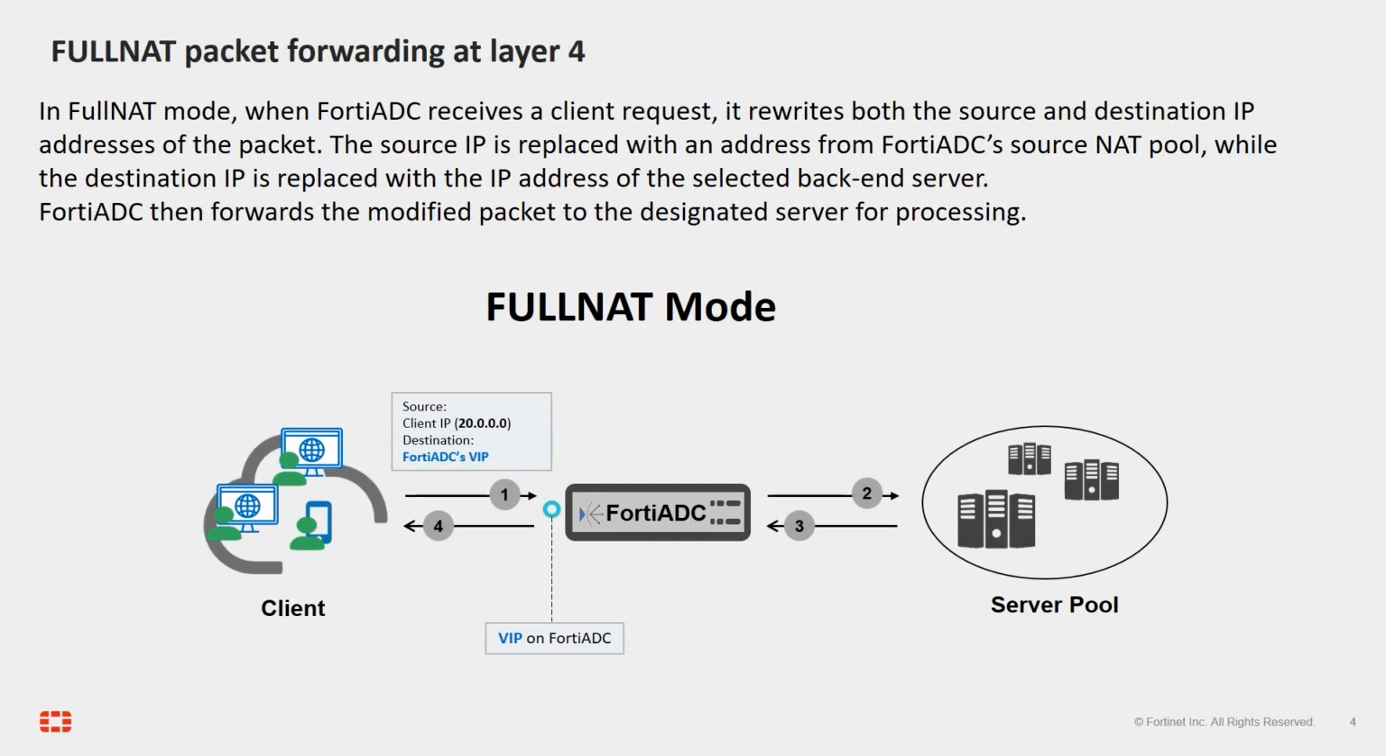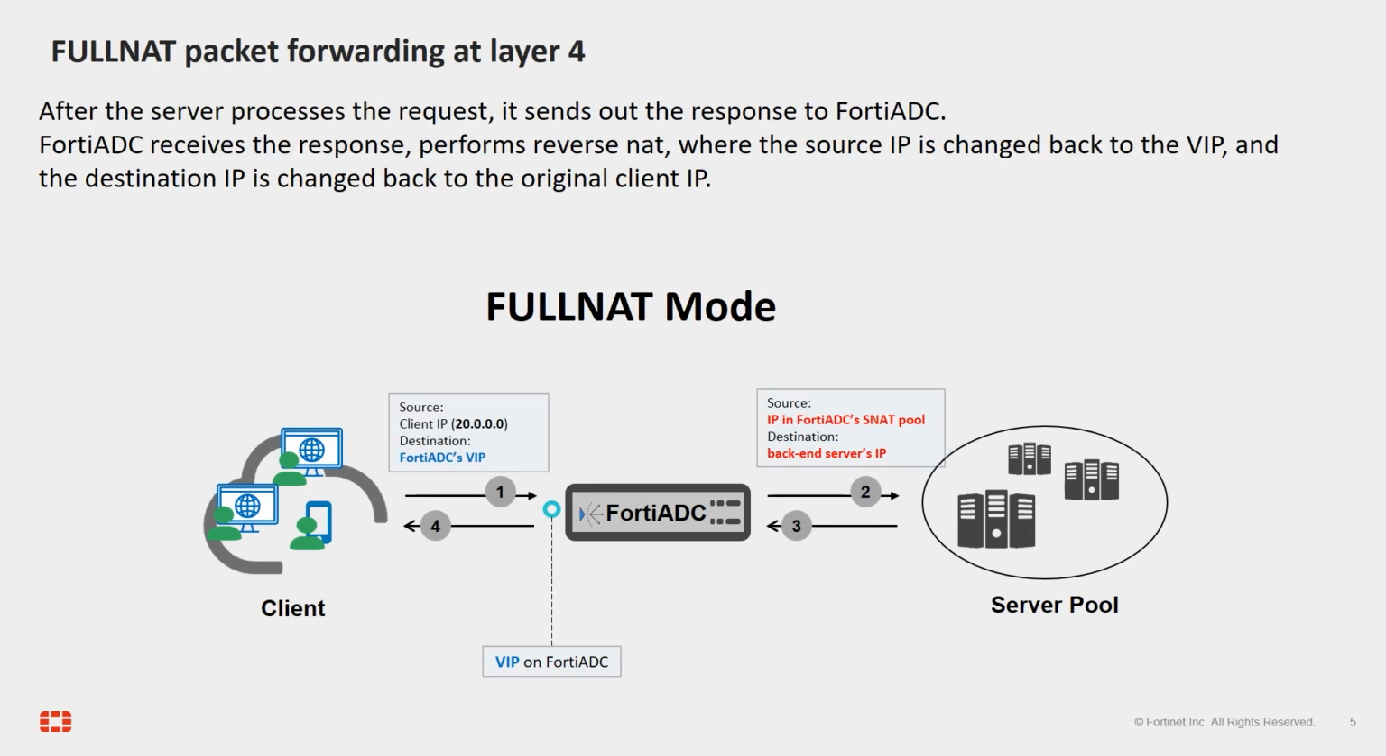In Full NAT mode, when FortiADC receives a client request, it rewrites both the source and destination IP addresses of the packet. The source IP is replaced with an address from FortiADC's source NAT pool, while the destination IP is replaced with the IP address of the selected backend server. FortiADC then forwards the modified packet to the designated server for processing.